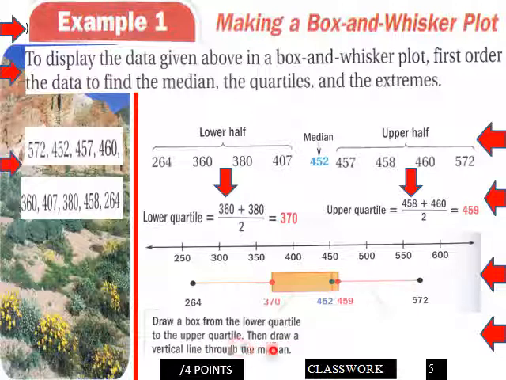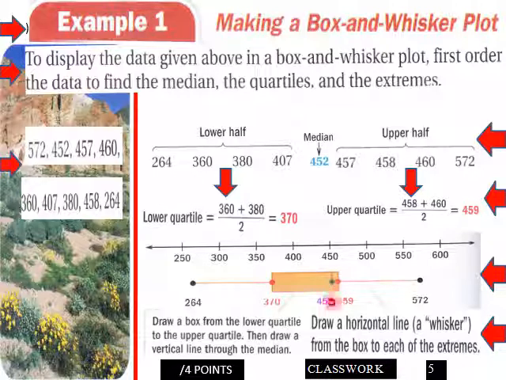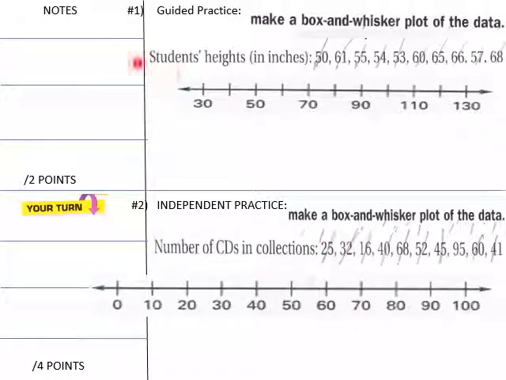So draw a box from the lower quartile to the upper quartile. So we have our lower quartile, 370, and then 459 up here. Then draw a vertical line through the median. So here's our median right here, 452. Draw a horizontal line, or a whisker, from the box to each extreme. Here's a whisker, and then here's a whisker here. So that's how we use a box and whisker plot.